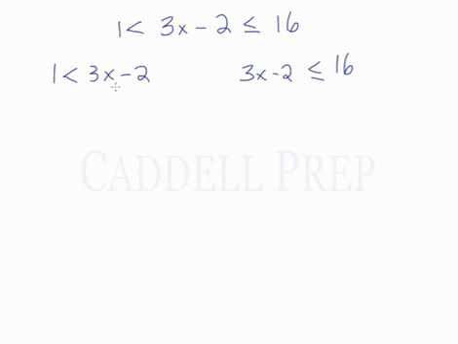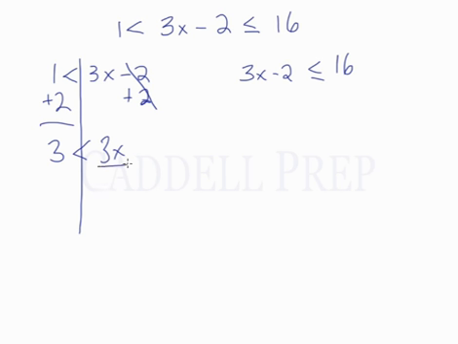So we'll add 2 to both sides. We can draw this line down the middle. Here on the right side, the 2's cancel out. On the left side, we have 1 plus 2 is 3. So 3 is less than 3x. Now we'll divide by 3. 3 divided by 3 is 1. So we have 1 is less than x.